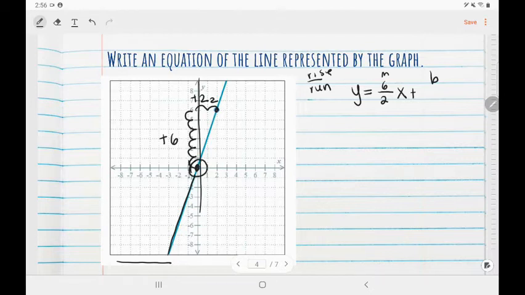My y-intercept is right here. How high is that on my graph? It is at 0. Now the very last step is actually to simplify. I can simplify this equation because 2 over 6 can be simplified to 1 over 3, or just 1/3x.